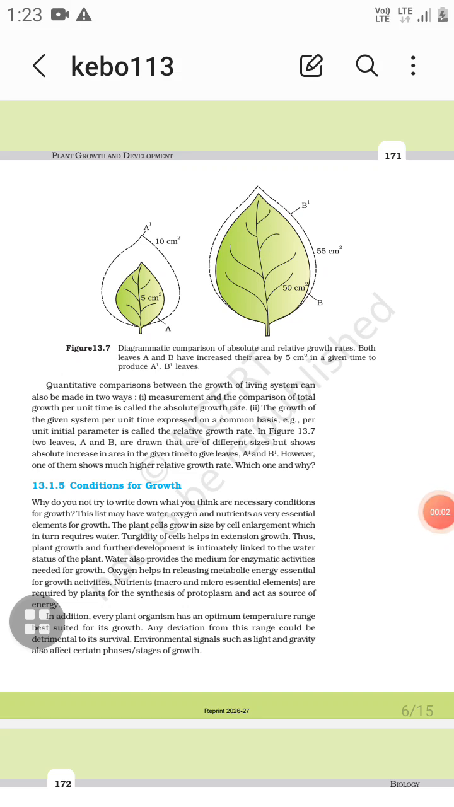The important thing in plant growth and development is the arithmetic growth, absolute growth and relative growth rates. So you see the diagram.